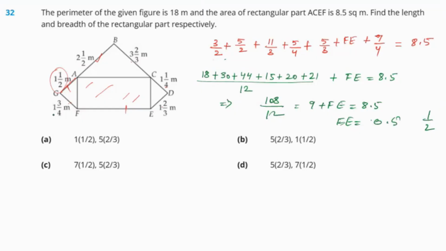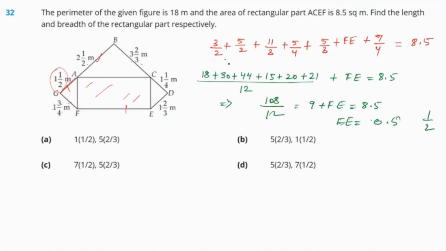This 1 whole 3 by 4 we have taken as 4 1s are 4 plus 3, 7 by 4. This 1 whole 1 by 2 we have taken as 3 by 2, and 5 by 2. This particular length we have taken as 11 by 3. This we have taken as 5 by 4. This we have taken as 5 by 3.